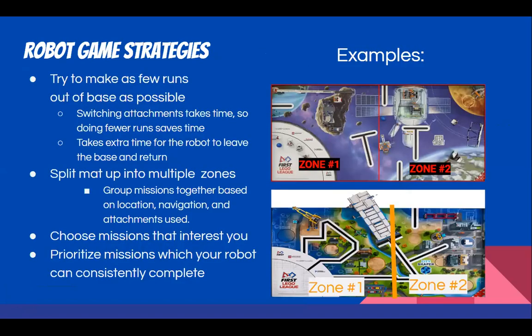So now we'll talk about some robot game strategies. Try to make as few runs out of base as possible, and as I said before, runs are every time your robot leaves the base, completes one or more missions, and then returns. Switching attachments takes time, so doing fewer runs saves time. It also takes extra time for the robot to leave the base and return.